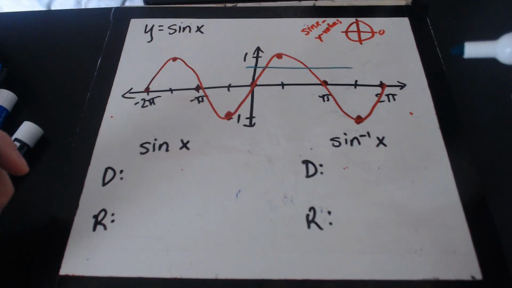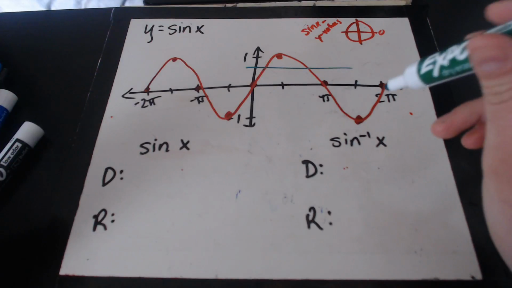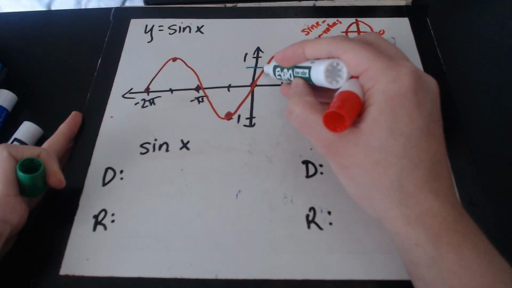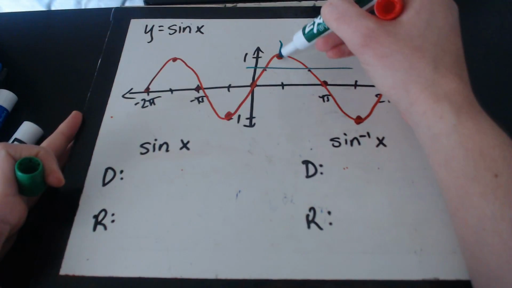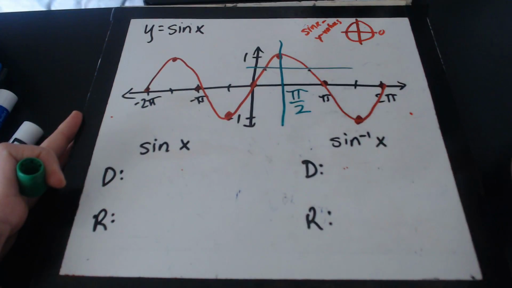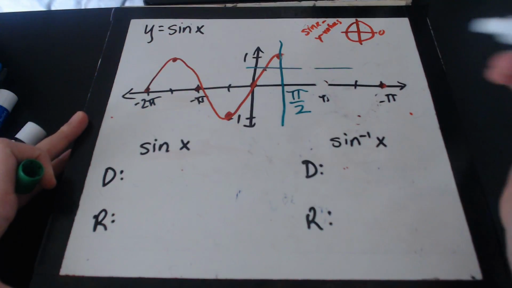So what I have to do in order for sine to have an inverse is I have to restrict the part of the graph that I'm looking at. Okay, so I know that if I cross right here, I'm good, but as soon as I cross on this side, that's what makes me fail. So I'm going to cut my graph off right here. The value that I cut this off at is at pi over 2. Okay, so this part of the graph is no longer going to exist for the inverse.